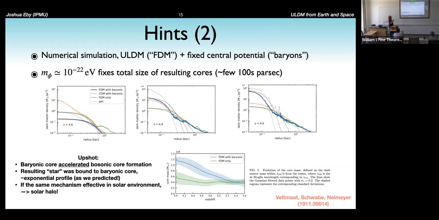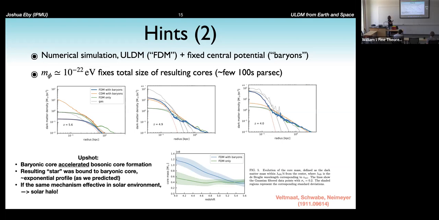So what this simulation does, this is work by Veltma, Schwabe, and Niemeyer. They looked at the evolution of an ultralight dark matter halo in the presence of a central baryonic sphere in the center of the simulation that did not evolve. So they were not looking at interplay between baryons and ultralight dark matter. They just wanted to know, if you put some baryons in there, how will the evolution of the ultralight dark matter field change? And the answer is very similar to the story that I told you on the previous slide.